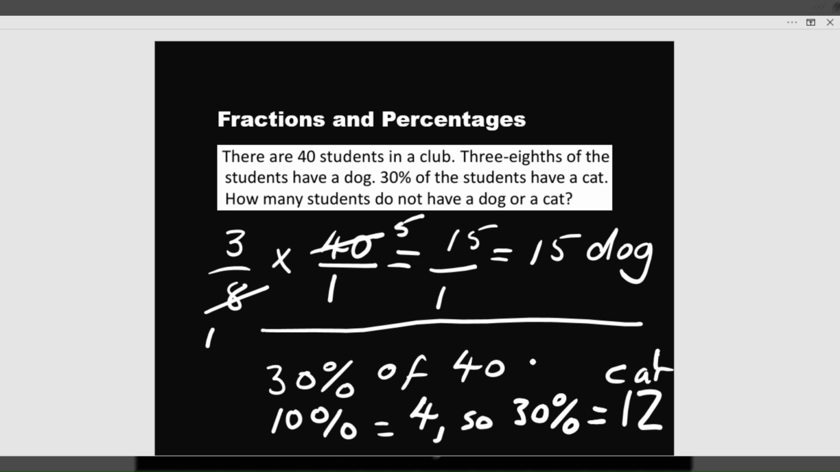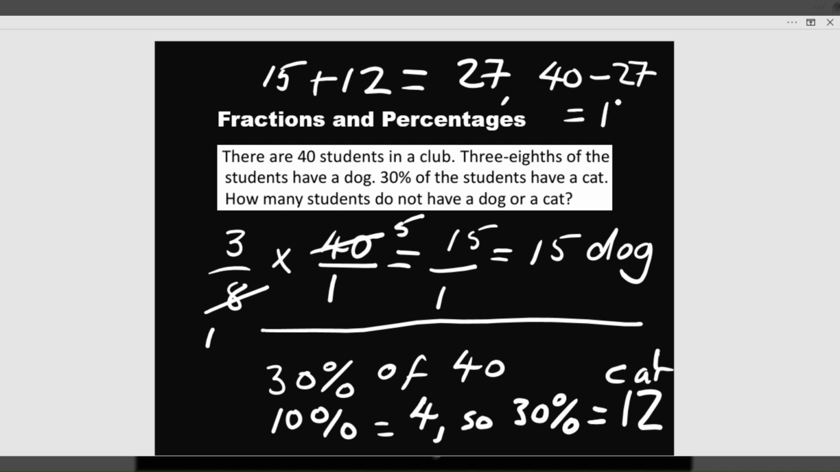and 15 have the dog. Okay, so how many students do not have a dog or a cat? Right, so what we're doing is we're adding up the 15 plus the 12. So we've got 27, and we're going to subtract that from 40. So 40 minus the 27 is equal to 13. So that means that 13 students do not have a dog or a cat.